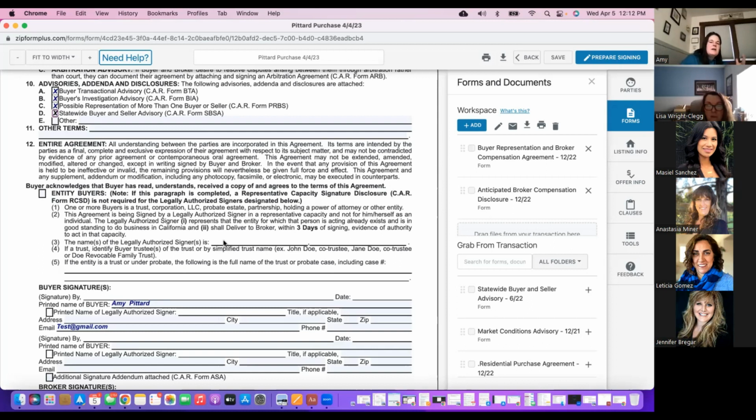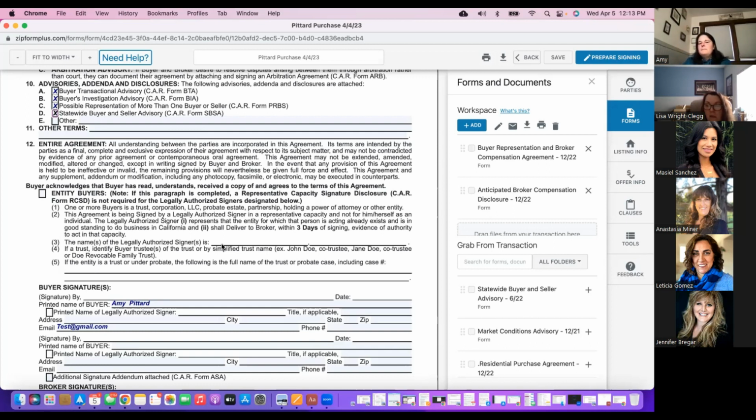So if the buyer was the LLC, Good Day LLC, then you would put the president's name here. So you would put Amy Petard, president, or whoever that might be, whoever's the legally authorized signer. If it was a power of attorney, you would put the power of attorney's name there.